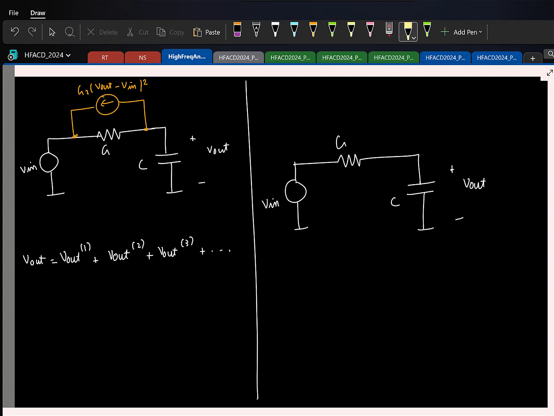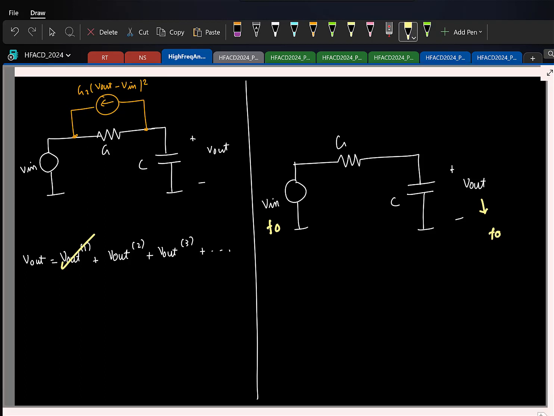Again, a simple thing to see is, if I apply a sinusoid at F0, what will be the sinusoid I'll find in the output? Which means you are getting only the linear portion here. Is that okay? So this will give me the linear portion of this. Fine. So this is the first part.